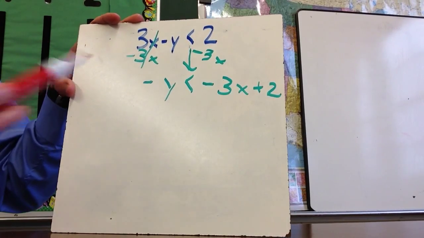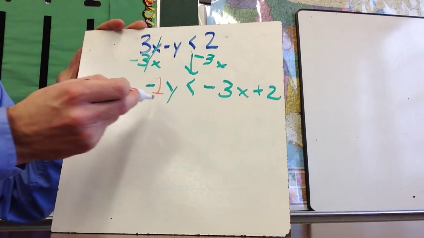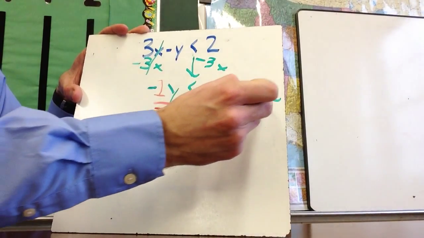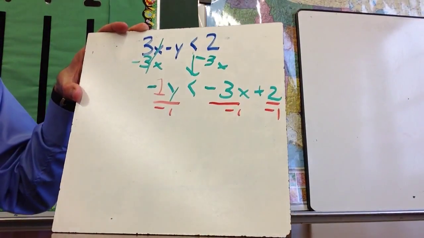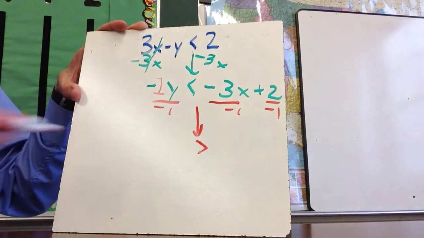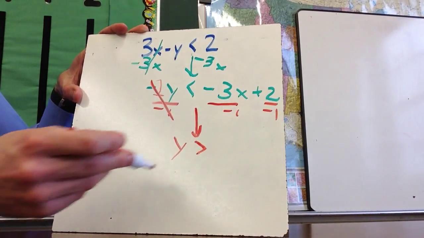So after that, I need to get rid of this negative. Remember that there is a 1 here. So I'm going to divide both sides by negative 1. Now remember when I divide both sides by negative 1, I'm dividing everything by negative 1. Keep in mind that negative 1 is a negative number, meaning that this sign does flip. That cancels out, so I'm left with positive y. The sign has now flipped.